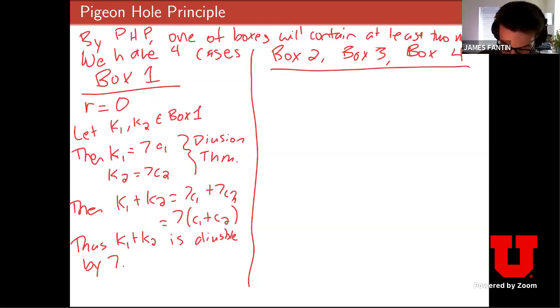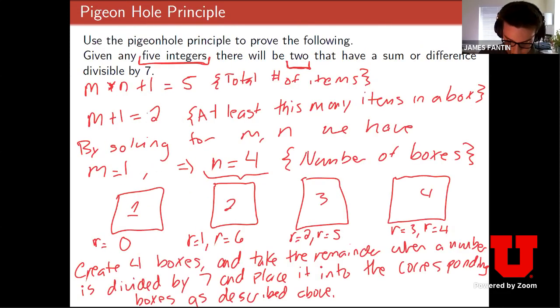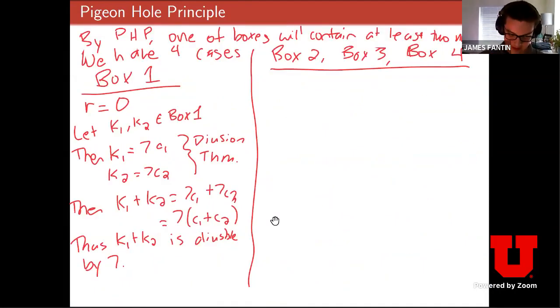So we got boxes 2, 3, and 4. Remember, box 2 contained the remainders 1 and 6, box 3 contained the remainders 2 and 5, and box 4 contained the remainders 3 and 4. But what each of these had was that in each box, let R1 and R2 be the two remainders.